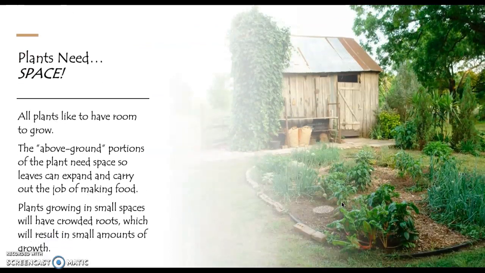And plants need space. All plants like to have room to grow. The above ground portions of the plant need space so leaves can expand and carry out the job of making food. Plants growing in small spaces will have crowded roots, which will result in small amounts of growth. So you can't really grow your plants close together, or else they won't be able to grow as big as they want to because they'll get all crowded and they'll start growing into the other plants. So just think about small spaces equals crowded roots equals small amounts of growth, which is not what you want. You want your plants to grow as much as they can and be as big as they can.